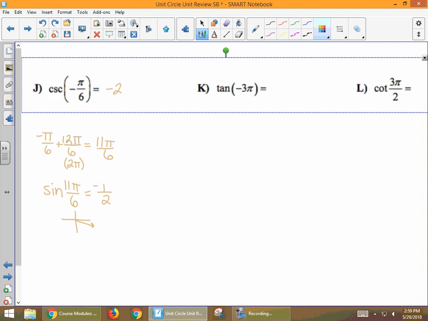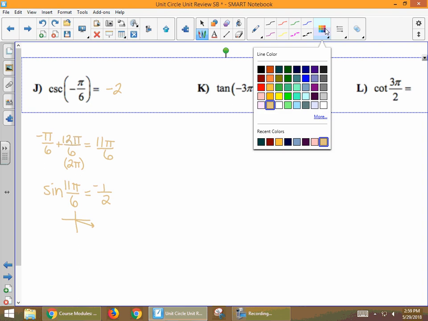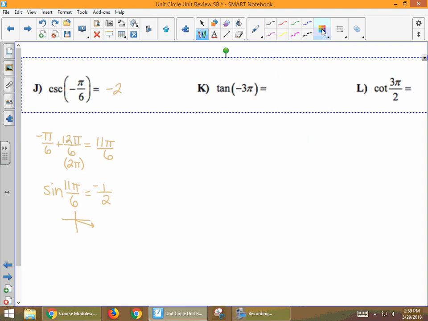Tangent of negative 3 pi. So if I start with negative 3 pi, to get it onto the unit circle, I'm going to need to add 2 pi twice. When I add 2 pi the first time, I get to negative pi. Then I'm going to add 2 pi again. So my coterminal angle is pi. If you're finding yourself not needing to do that, even whole number multiples of pi are coterminal with 0 or 2 pi. Odd multiples of pi are coterminal with pi. So what we're doing here is tangent of pi.